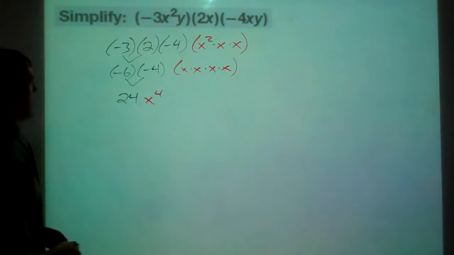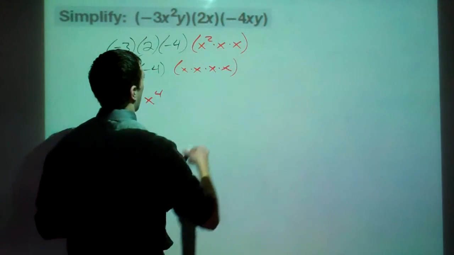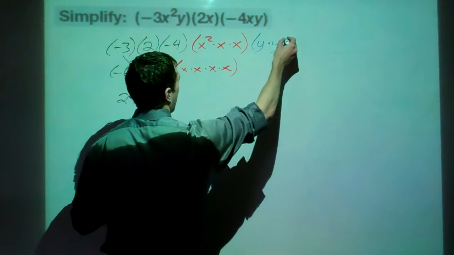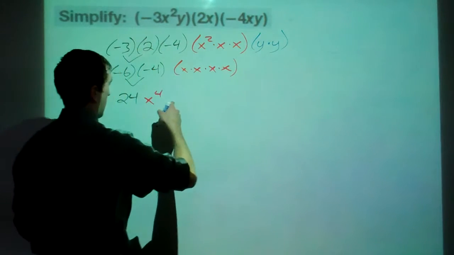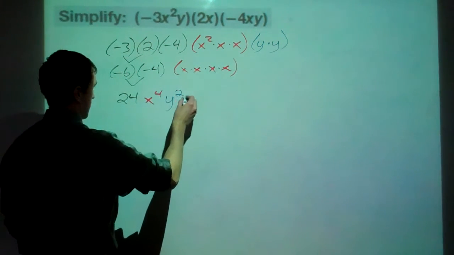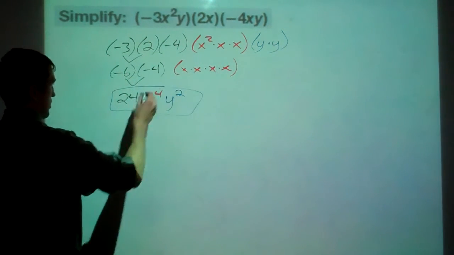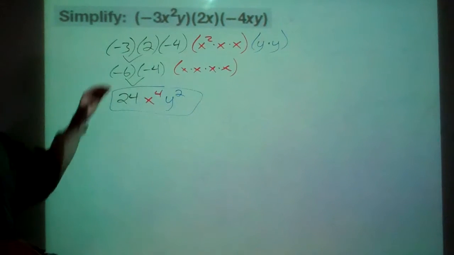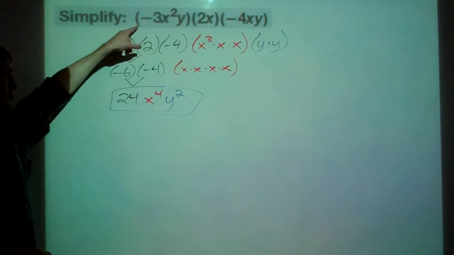And then we've got some y's. We've got one y and another y. That's y times y, and that we can bring down right away because we just know that's y to the 2nd. So, solution: 24 x to the 4th, y to the 2nd. That would be the simplified version of this, which looks a lot nicer than that.